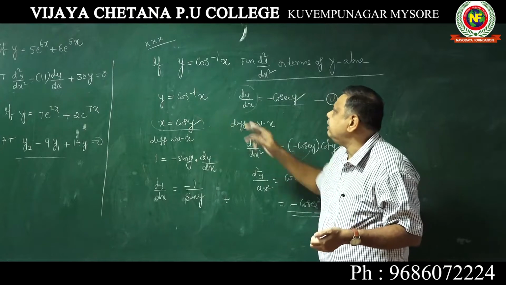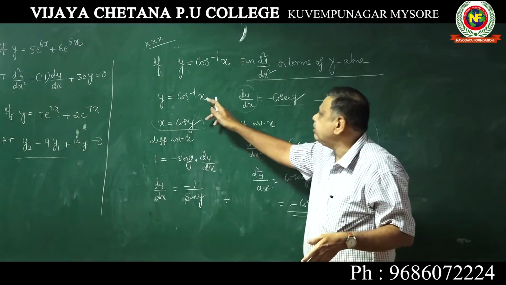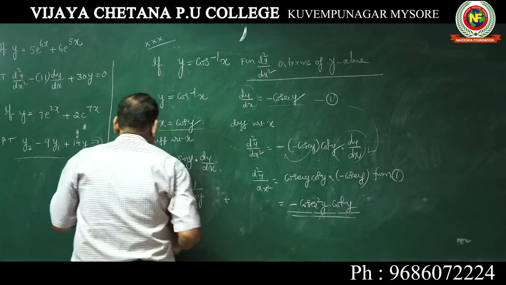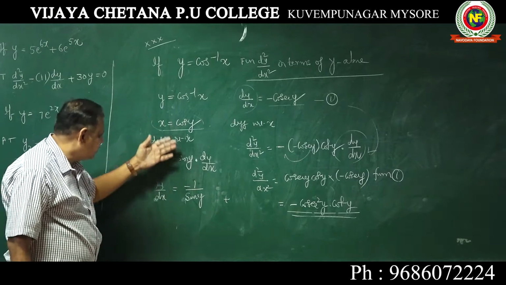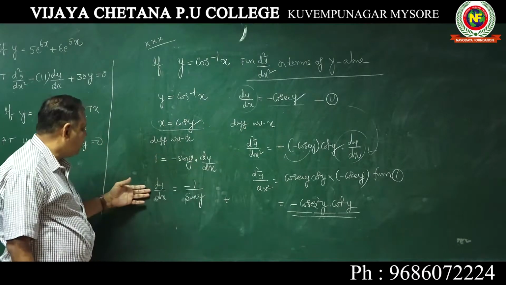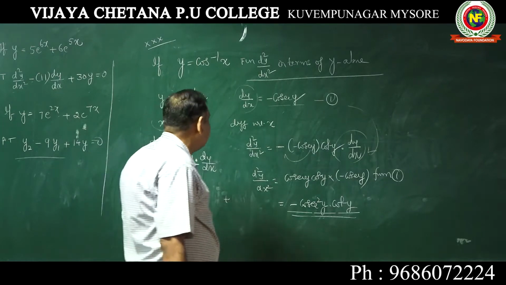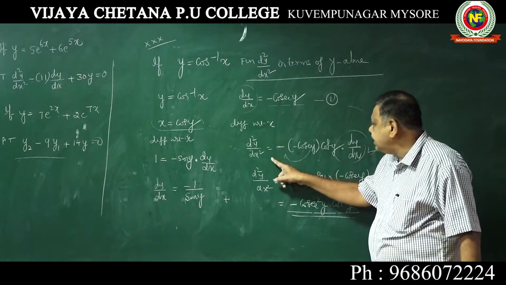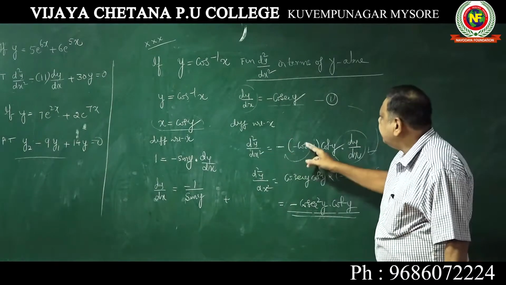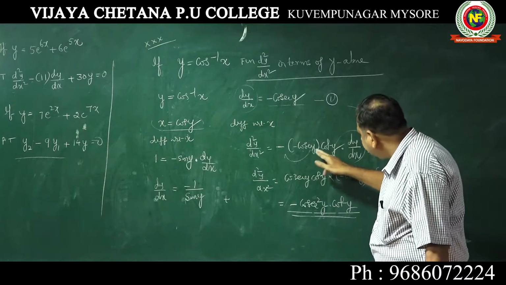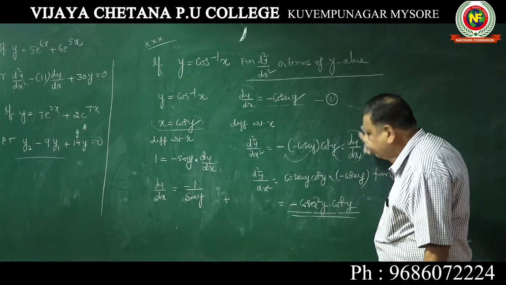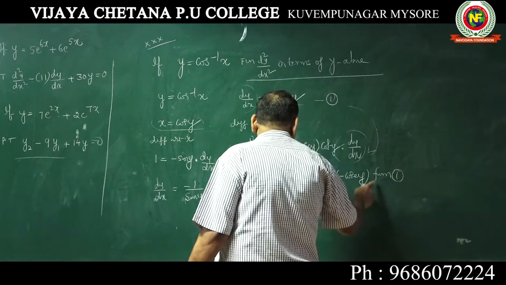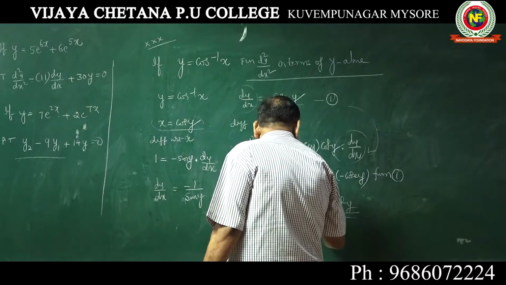And y is equal to cos inverse x, so x equals cos y. Differentiate with respect to x. On the left side 1, cos y differentiation is minus sin y dy by dx, so dy by dx is equal to minus 1 by sin y, which is minus cosecant y. Differentiate with respect to x again: d square y over dx square on the left side is minus into cosecant y, minus cosecant y cot y. Here the extra thing is that into dy by dx you should write, and dy by dx is from 1 minus cosecant y. Now minus cosecant square y cot y.